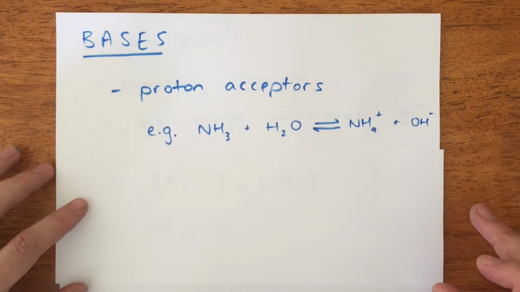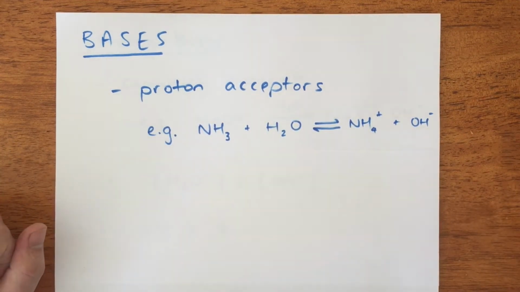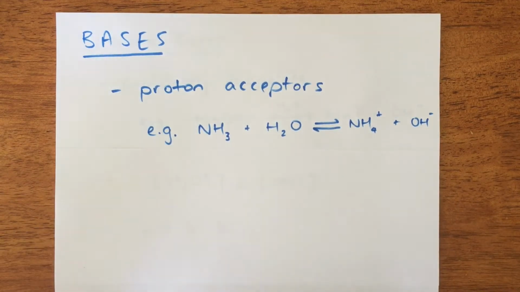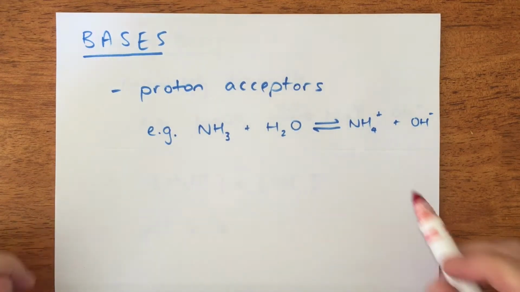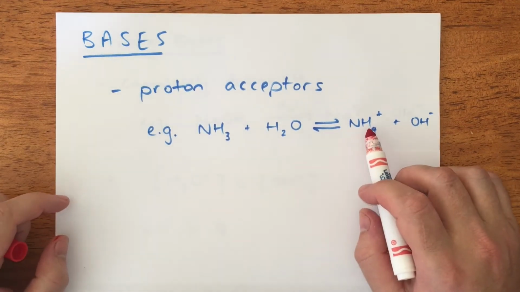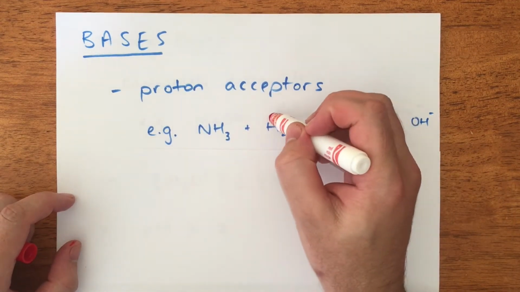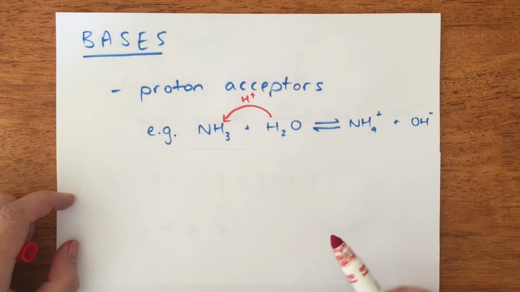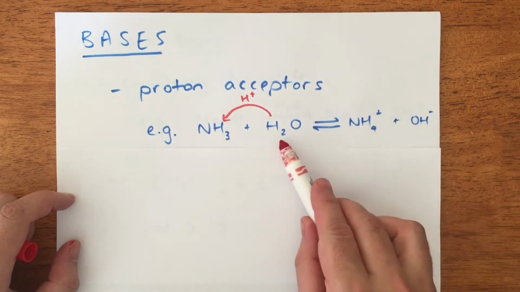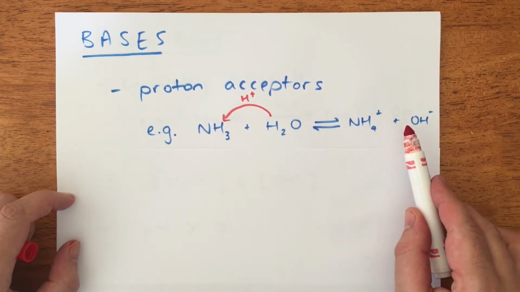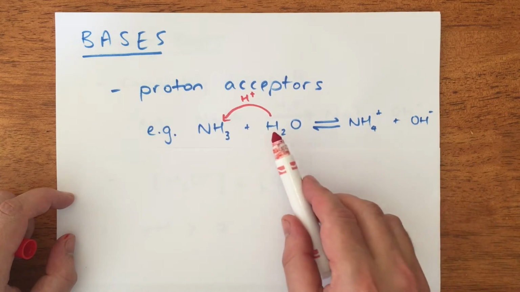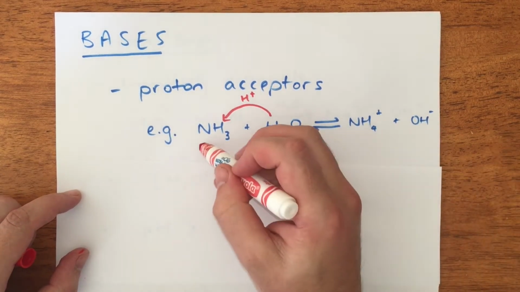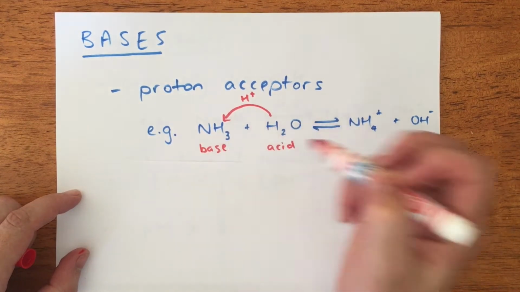So if we look at this example of ammonia, NH3, when it's placed in water, we can see here that the products formed are NH4+ and OH-. So the NH4+ is the NH3 after it has gained an H+ from the water. And the OH- is the water after it's lost an H+ to the NH3. So the water, in this case, is acting as an acid, and the NH3 is acting as a base.